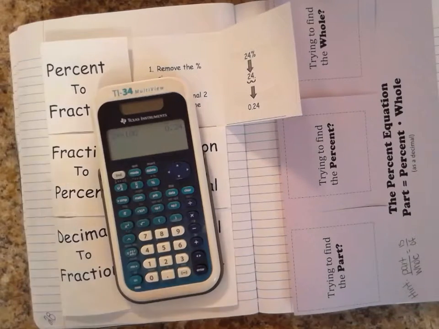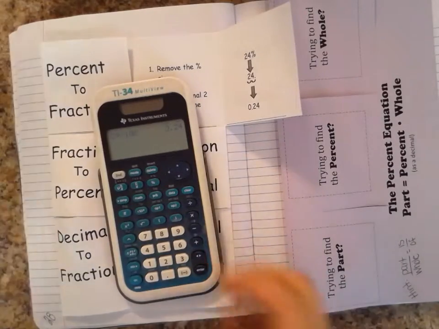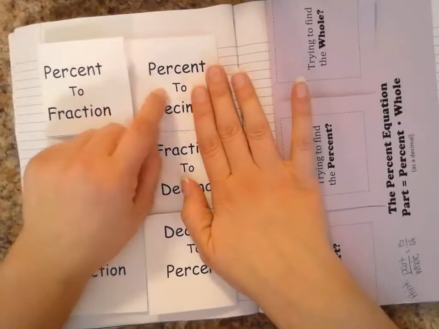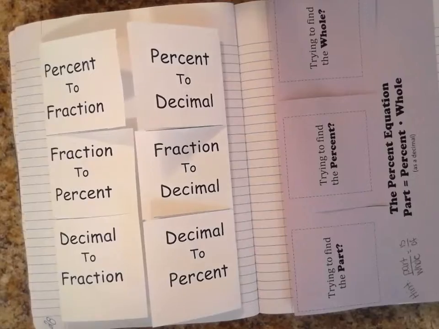Think about it. Cents. How many cents are in a dollar? 100. How many years are in a century? 100 years. How many centimeters are in a meter? 100. Centi means 100. So we're going to focus mainly on the percent to decimal.